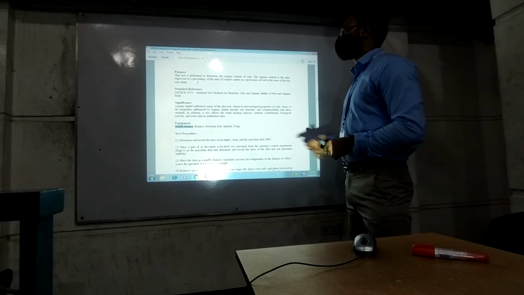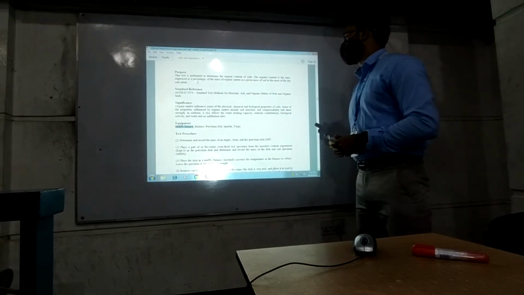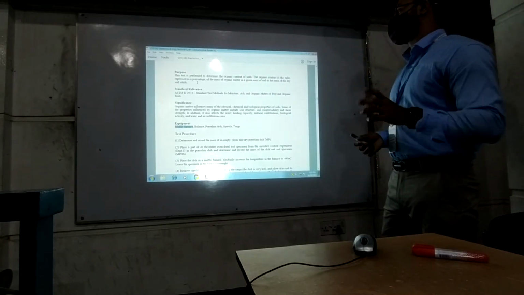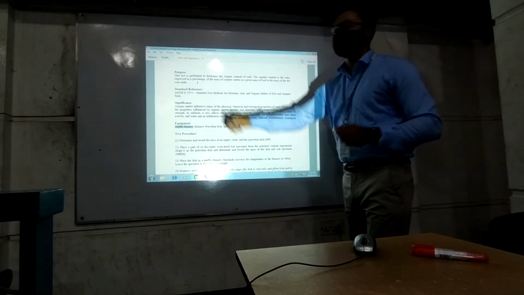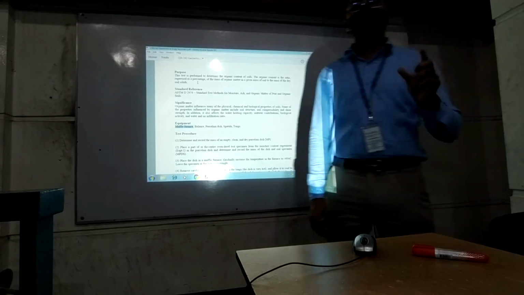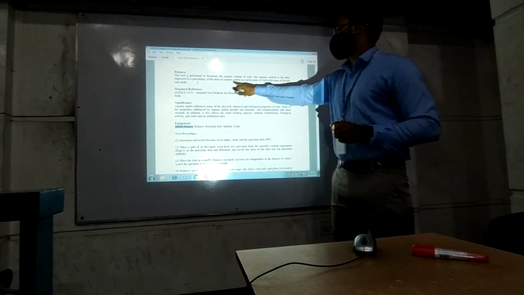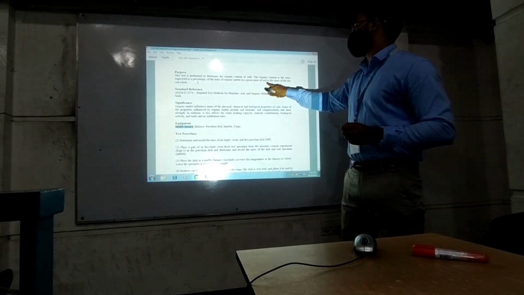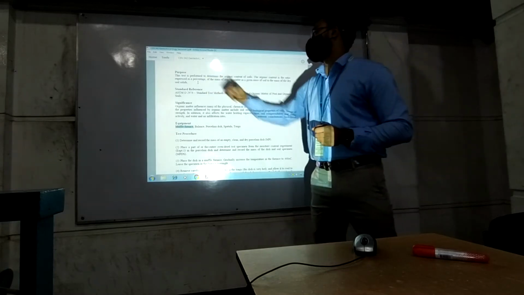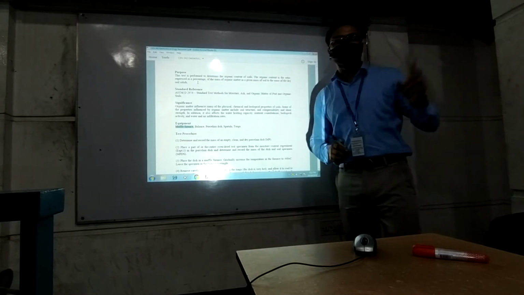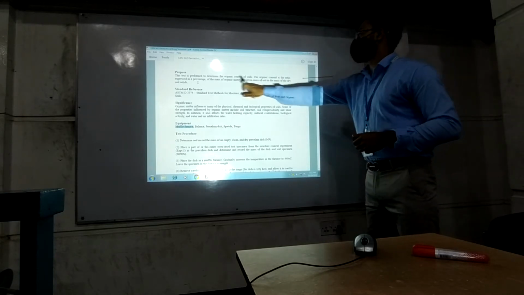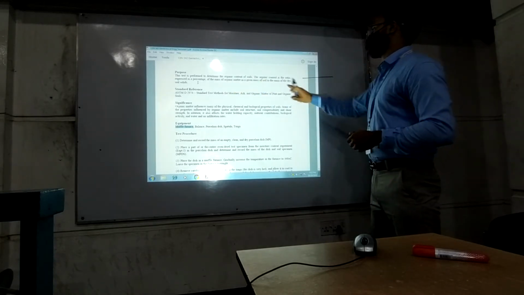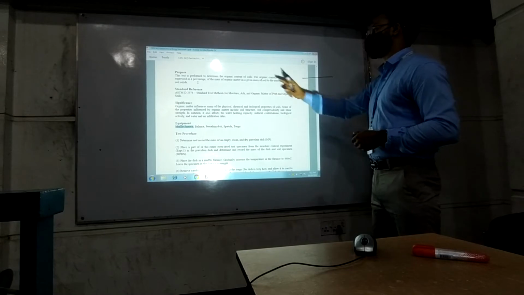This test is performed to determine the organic content of soil. What is organic content? It's basically a ratio expressed as a percentage. The organic content is expressed as the percentage of the mass of organic matter in a given mass of soil to the mass of dry solid soil. So basically it is two masses in a ratio: one is the mass of organic matter for a soil, and the other is the mass of dry soil.